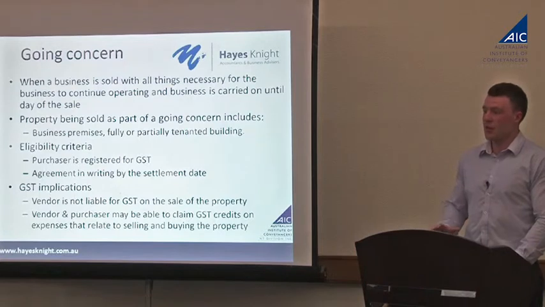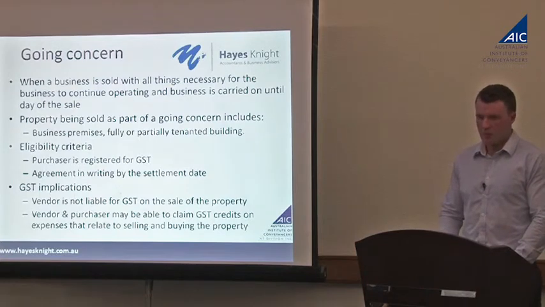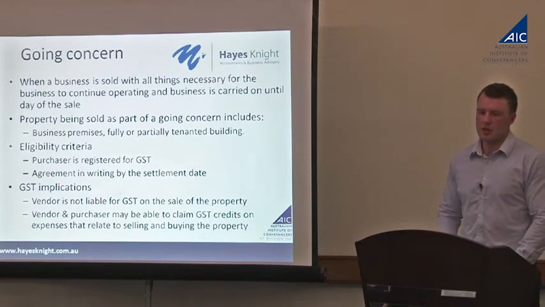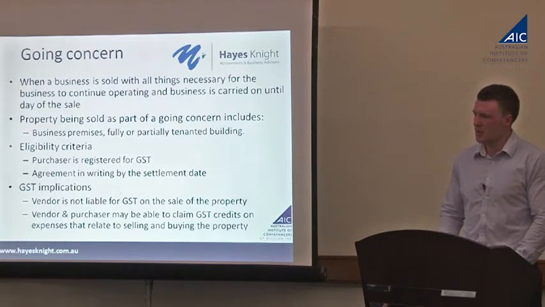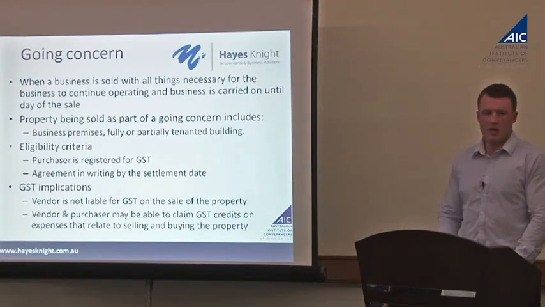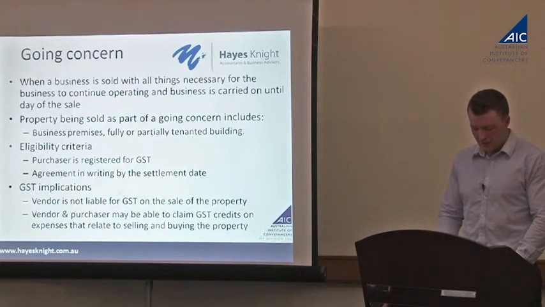If you can get it through under the going concern rules, then the GST is basically wiped out. You've got a $2 million property, and stamp duty only on the $2 million. Okay, so there's an upfront saving right there. It also means that our clients don't have to fund the GST up front. Okay, so an additional cash flow benefit there.